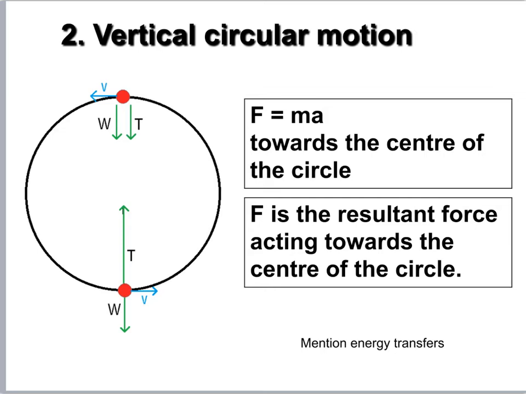So looking at the example we've got here, you can see at the top, the resultant force is going to be weight plus the tension, whereas looking at the bottom, the resultant force is going to equal the tension minus the weight.